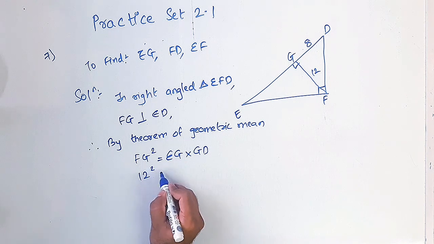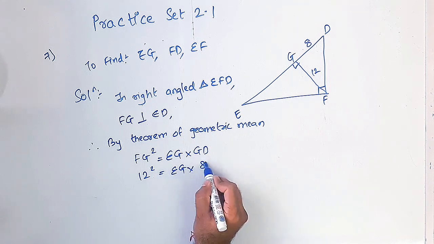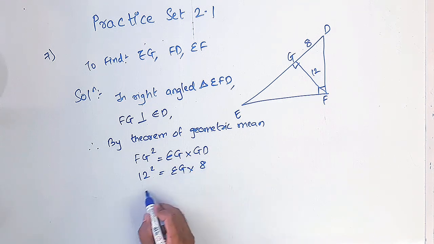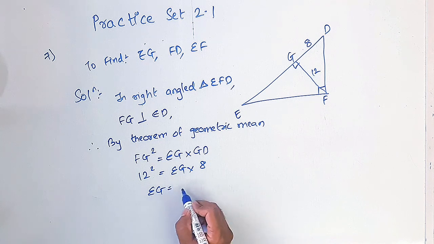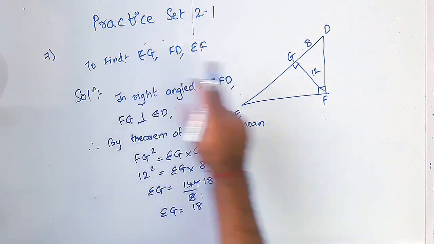So 12 square is equal to, EG is how much? We don't know. GD is how much? 8. So 8 will come here. EG is equal to 12 square, which is 144, divided by 8. You know 18 8s are 144. EG we got how much? 18. Okay. Let us find now FD.